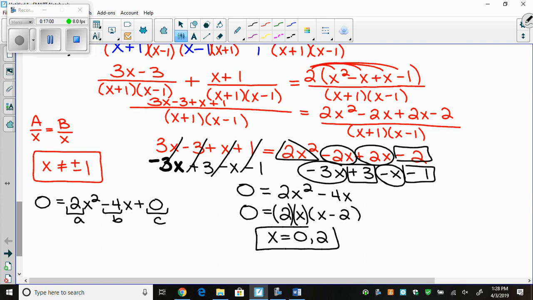Box it. Why can I box it? What are my MPVs? Negative positive 1, and I said my solution is 0 or 2. So can I have 2 solutions? Yes. If I plugged in 0 by itself into the original, I get left side equals right side. If I plug 2 back into the original, I get left side equals right side.